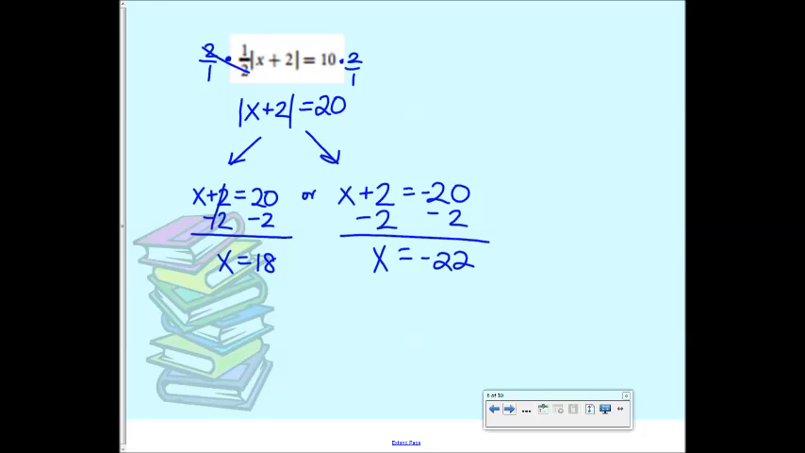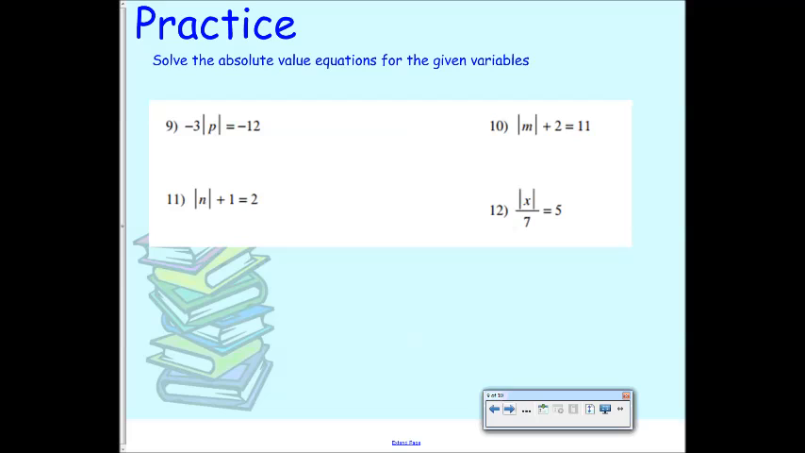All right, so go ahead up to your boards and try these practice problems.